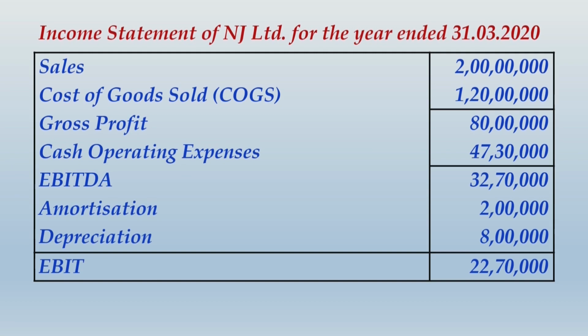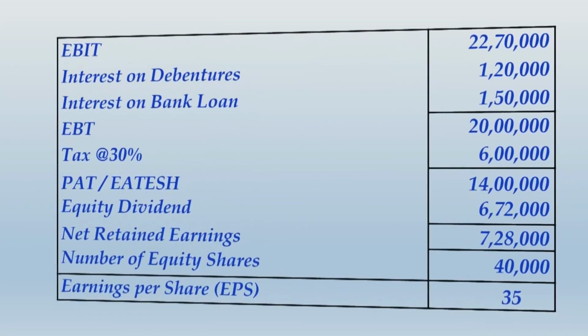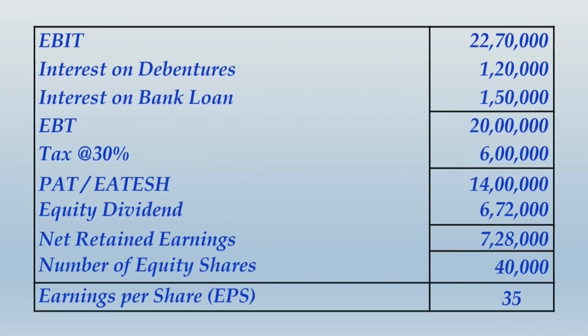Let us move ahead, and the income statement continues. And now EBIT, which was the last line in the previous statement, is the first line over here. So EBIT standing for earnings before interest and tax. Of course, you are first going to subtract interest.